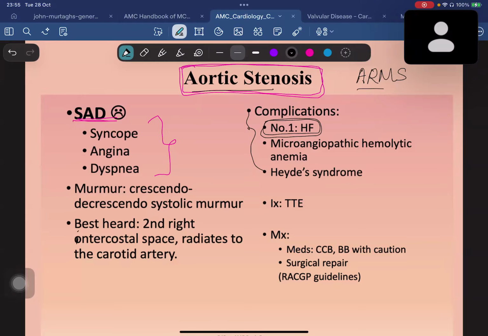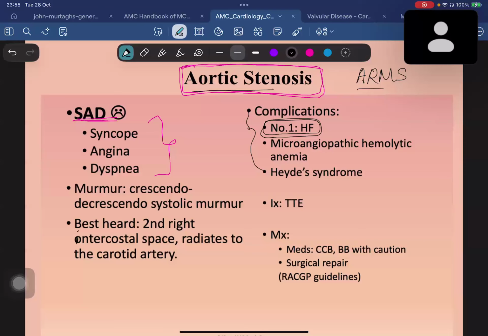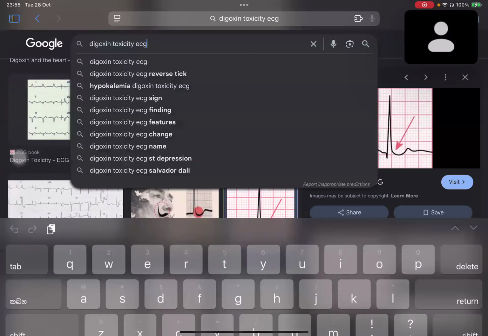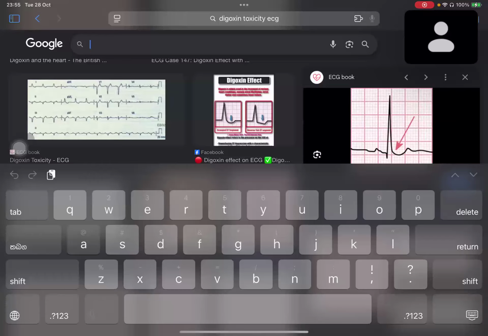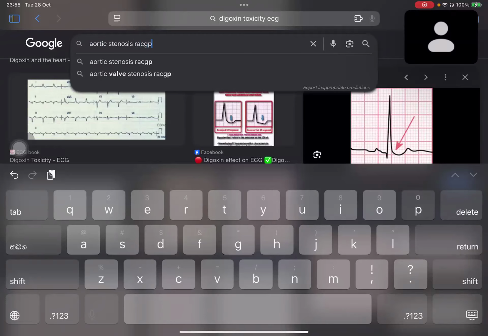I think I might have gotten that from an RACGP guideline or something. That's probably why I put RACGP guidelines there. So what you can do is just type aortic stenosis RACGP guidelines and try to read. Maybe I can just show you. What I would do is type aortic stenosis and then type RACGP.